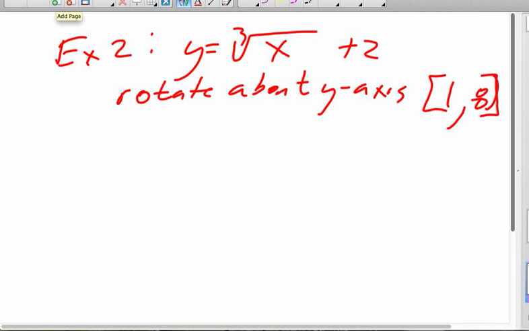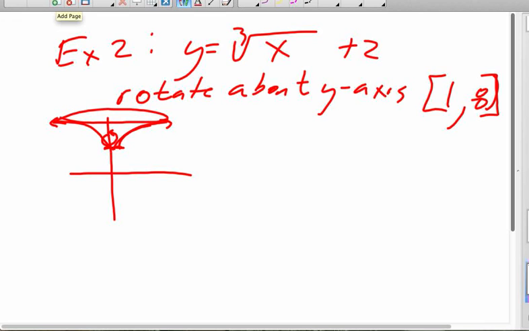Okay, so the first thing I did was go in and graph this guy. It starts at 2, and it looks like this. And we're going to rotate this thing about this. So if you look at it between 1 and 8, I'm going to have a flat surface, and then we'll have something which looks like this. Sort of similar to the other one, but the other one was lying on its side like a speaker. This one is facing up.